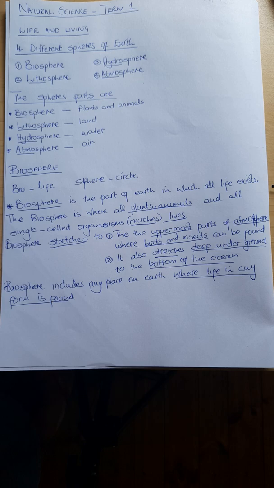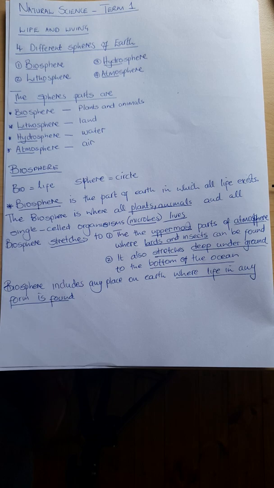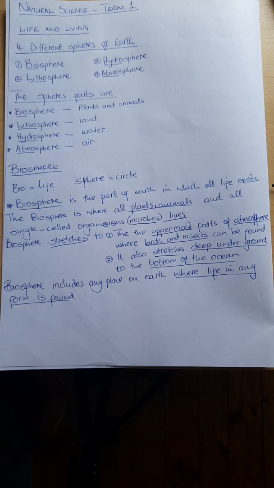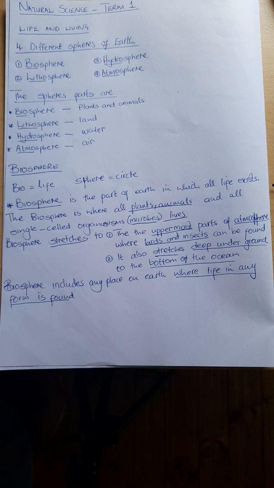We are just starting with natural science, term one, and we are going to start with unit number one, which covers life and living. This is exactly what is in your textbook, Doxentia Grade 7. So you can use this together with your textbook. I have just summarized the notes. Unit number one is life and living, looking at everything that is living and life as a whole.